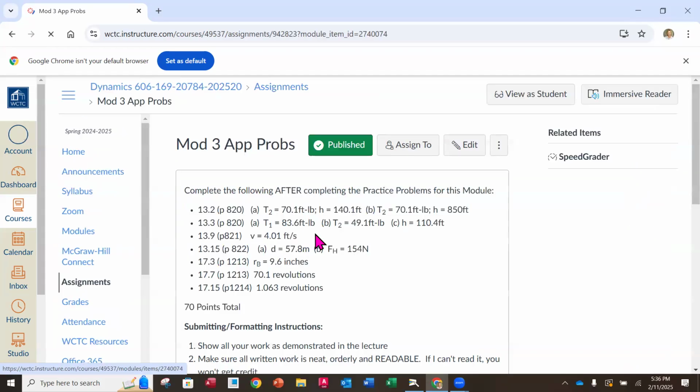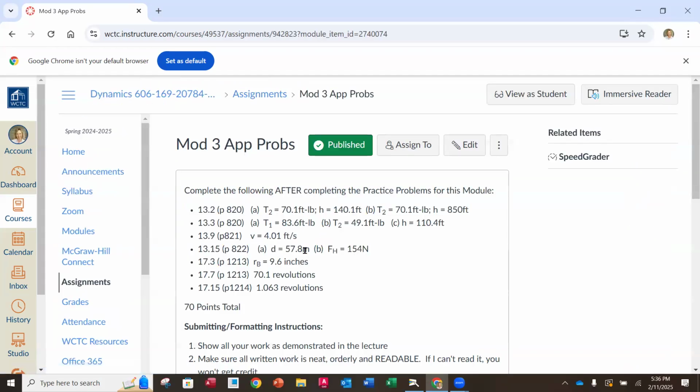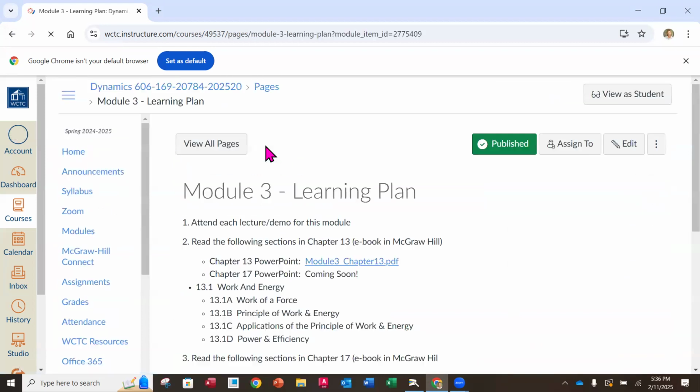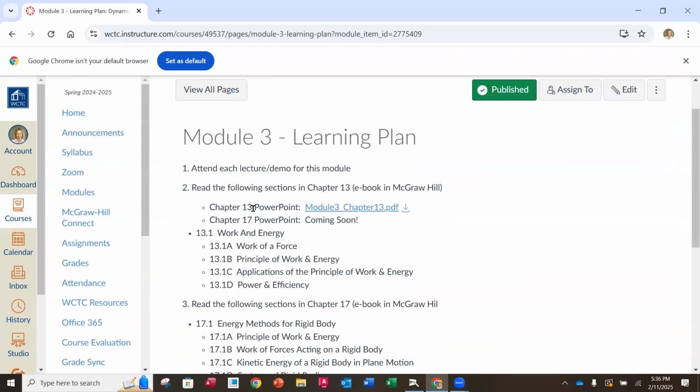And then application problems, it looks like we have 4 from chapter 13 and 3 from chapter 17. So you'll notice here that I have the answers and also the page that you're going to find them on in your McGraw-Hill textbook. So you won't want to start those until after we've done some of these practice problems that are going to help you get prepared for those.